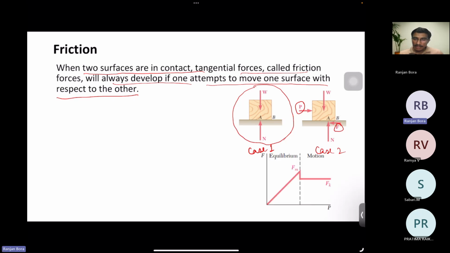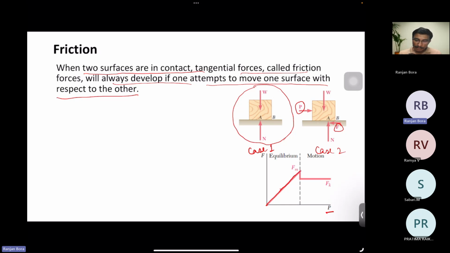And how can we give the relation of the frictional force with respect to the applied load? You can see here F is the frictional force and P is the applied load. At the point when P is 0, the frictional force is 0. Meaning there is no P, there is no frictional force. But when we start increasing the force P, you can see the frictional force is also increasing in a linear fashion, meaning in a linear trend with P.